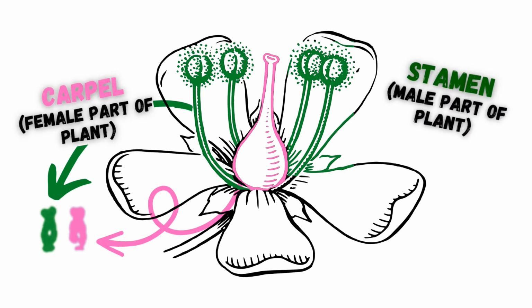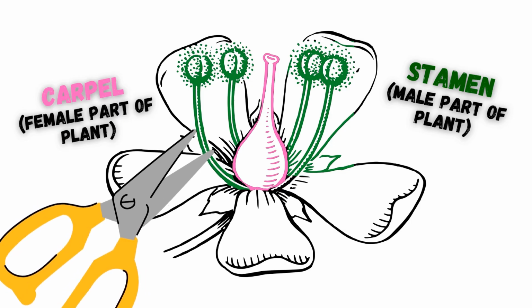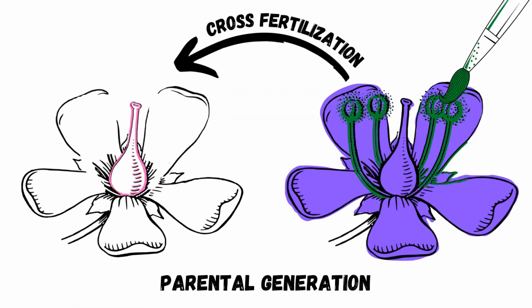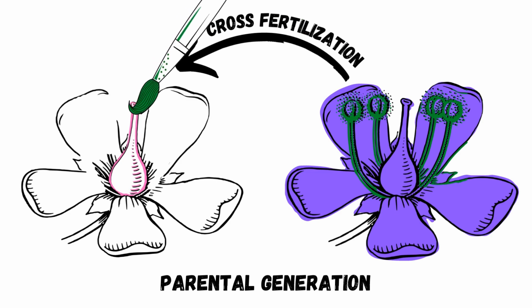For Mendel's experiment, he wanted to make sure that the flowers did not fertilize themselves, or self-fertilize. Instead, he wanted the flowers to fertilize each other, which he called cross-fertilization. In order to control what flowers fertilize what plants, he cut off the stamen and painted the pollen of a flower homozygous for purple petals on a flower homozygous for white petals. These original flowers would be called the parental generation.